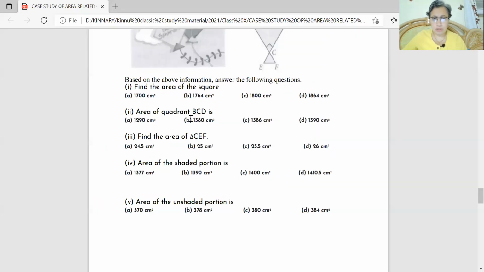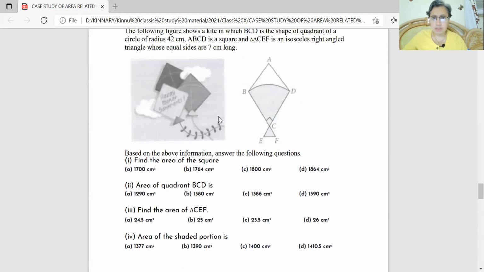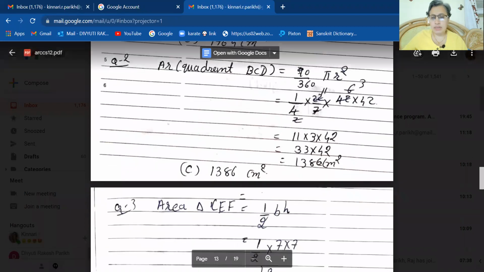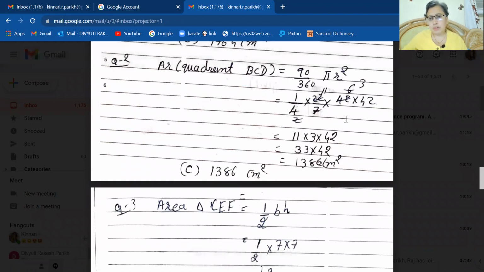Area of quadrant BCD is. You have to find the area of the quadrant, means again quadrant means 1/4 of the area of a circle with radius 42. So what will be the formula? 1/4 pi r square or 90/360 of pi r square. So it will give you 1/4 pi r square only. Pi's value is not given, so 22/7 only.